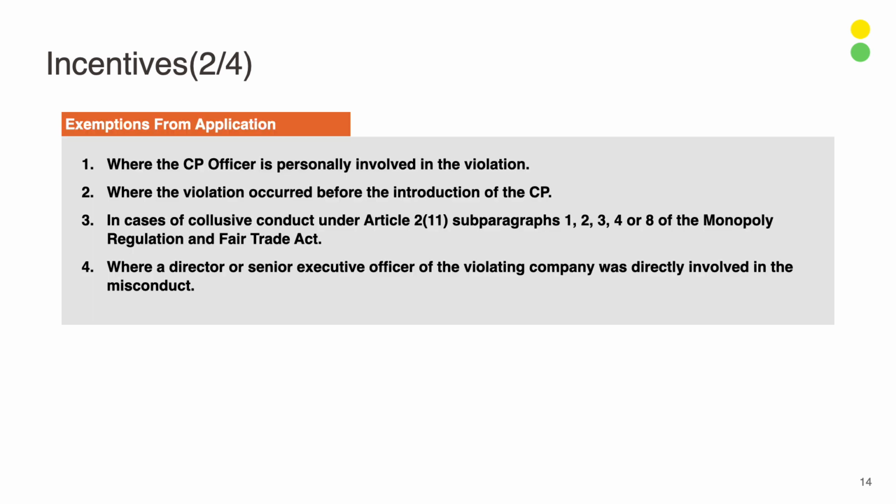However, there are important exceptions. The reduction cannot apply if the compliance officer was involved in the wrongdoing, if the violation happened before the CP was introduced, in cartel cases, or if a director-level executive was involved.